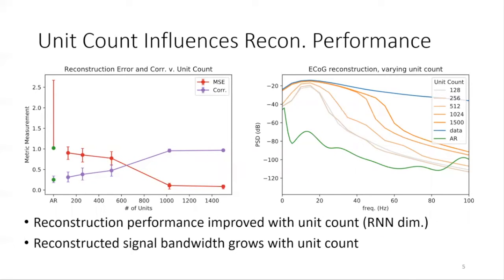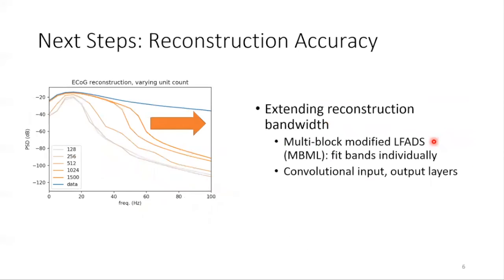Our explorations over model architectures have shown us that output bandwidth and reconstruction accuracy are primarily dependent on the width of the model RNNs, i.e. the number of hidden units in each RNN cell.